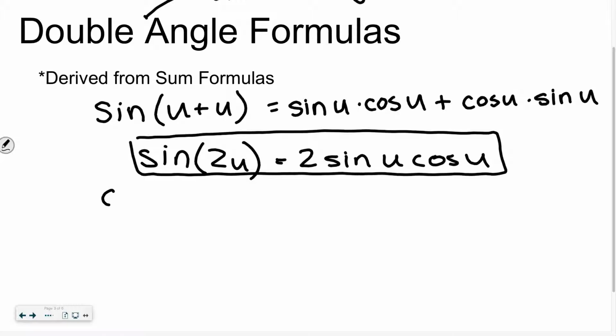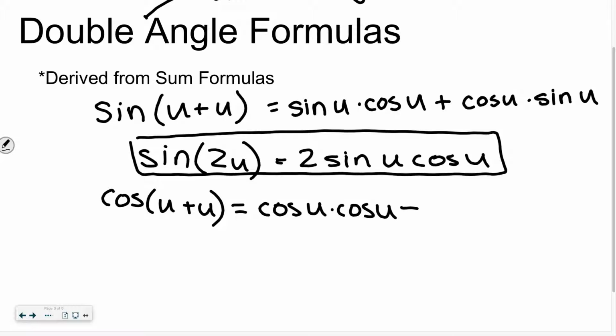I'm going to repeat that process for cosine. So I'm going to do the cosine of u plus u. Looking at my pink foldable, I'm just following the formula. I'm going to let u be u and v be u. So that's going to be cosine u times cosine u. Remember, with the cosine formula, you do the opposite sign, so it's going to be minus, and then a sine u times a sine u.